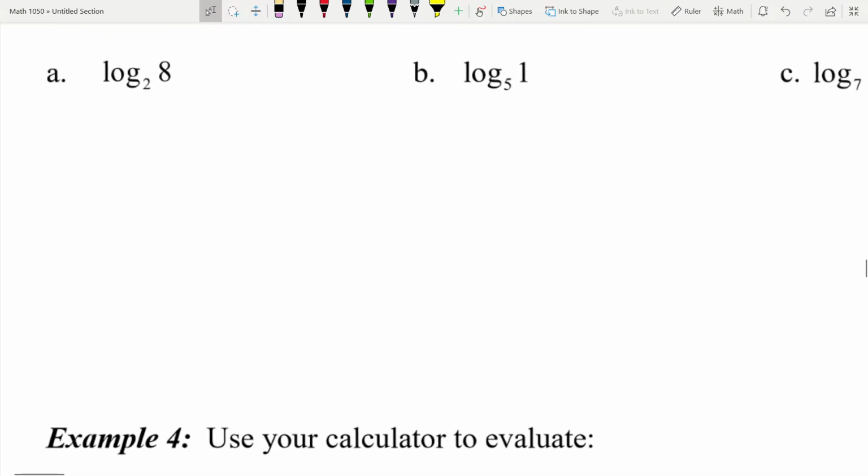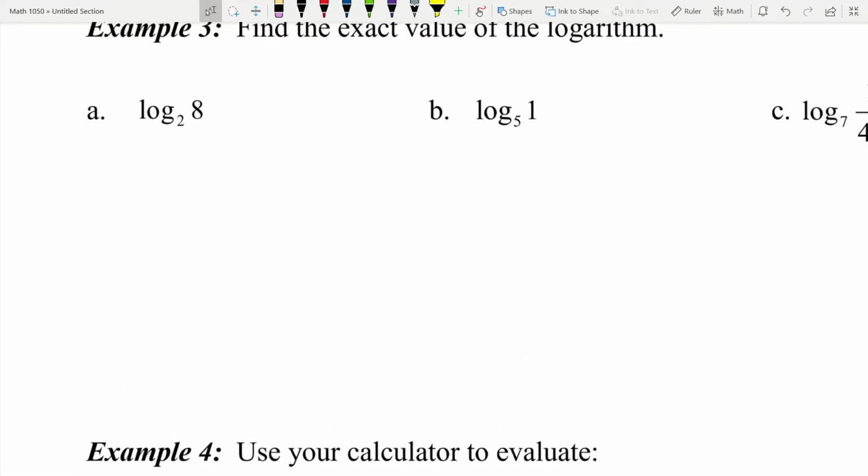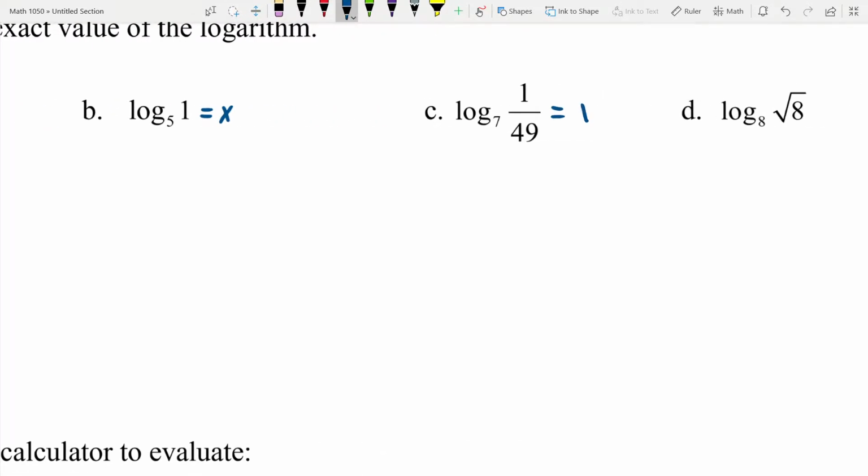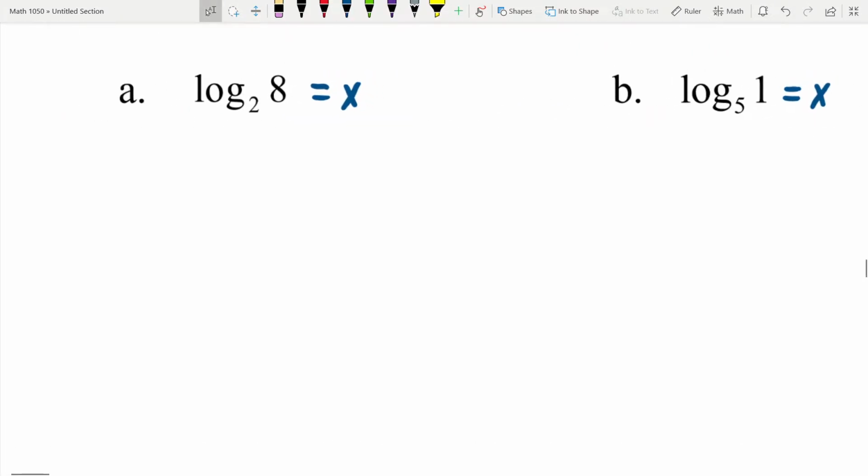Now we're going to find the log. Okay? So there's lots of different ways to do this. We're going to set this equal to x. Everybody just set these equal to x. Okay? All of them. And then we're just going to figure out what x is. So let's go to question A. I want you to write this down.